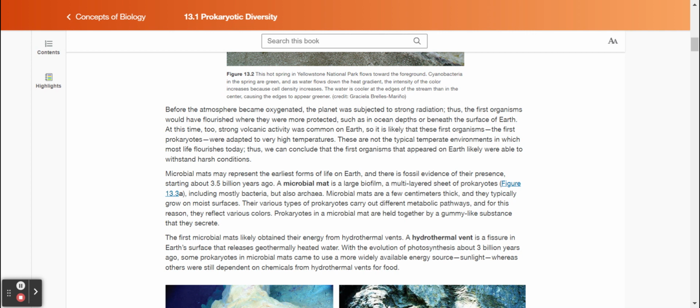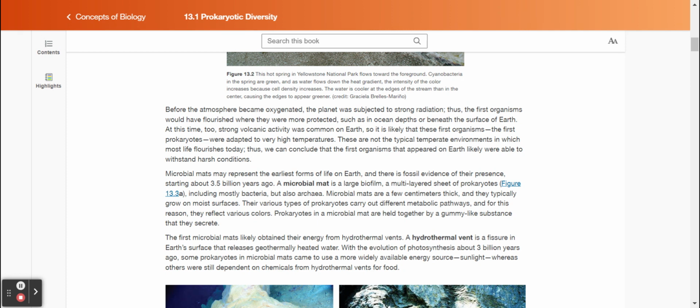Microbial mats may represent the earliest forms of life on Earth, and there is fossil evidence of their presence starting about 3.5 billion years ago. A microbial mat is a large biofilm, a multi-layered sheet of prokaryotes, including mostly bacteria, but also archaea. Microbial mats are a few centimeters thick, and they typically grow on moist surfaces. Their various types of prokaryotes carry out different metabolic pathways, and for this reason, they reflect various colors.